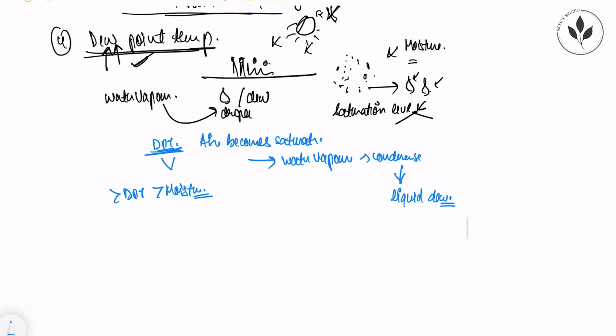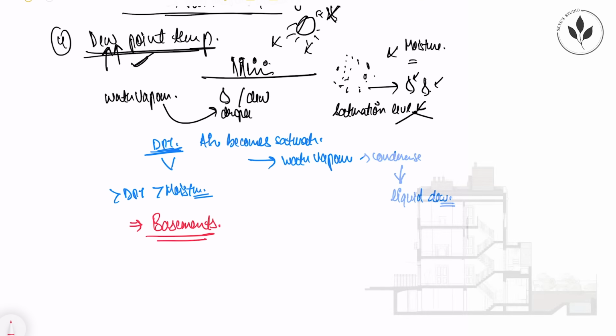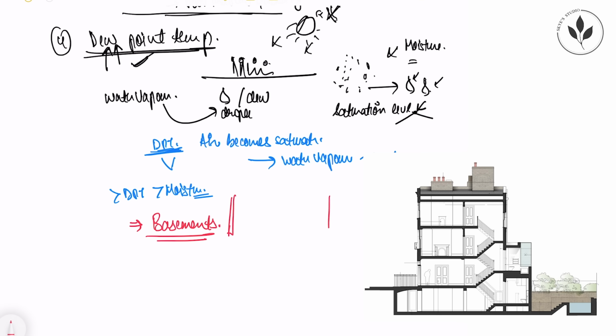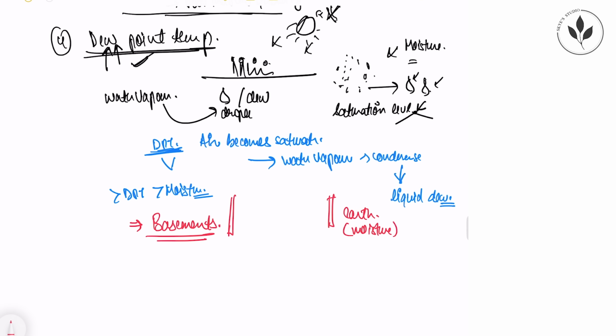So what is the architectural relevance of dew point temperature? Dew point temperature helps in calculating the moisture inside our basements, because basements are areas which are externally covered with earth, and earth will always have moisture content or water content inside it. So there is always a chance of dampness coming inside your basement. Usually we have cars parked inside the basement.